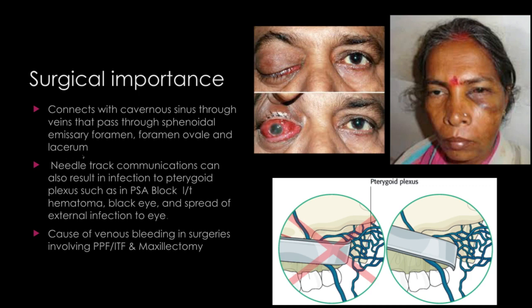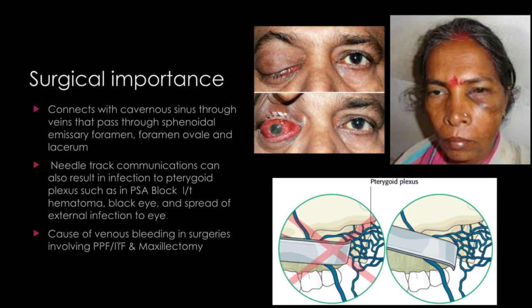The other case of significance is that when you give a posterior superior alveolar nerve block, what happens is that the needle track causes a communication between the oral cavity and the pterygoid plexus. So, through the track created by the needle, the infection spreads from the oral cavity to the pterygoid plexus. It can lead to hematoma, black eye and spread of infection to the external eye, as you can see in this picture.